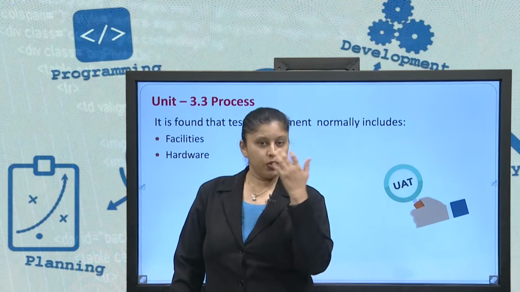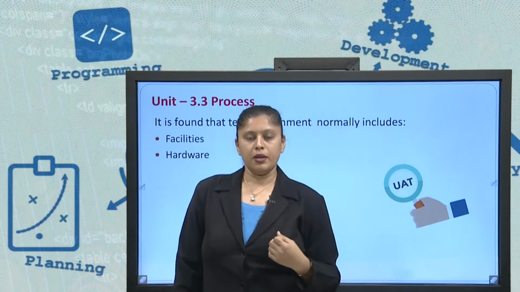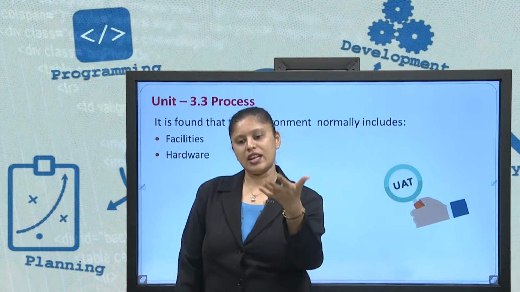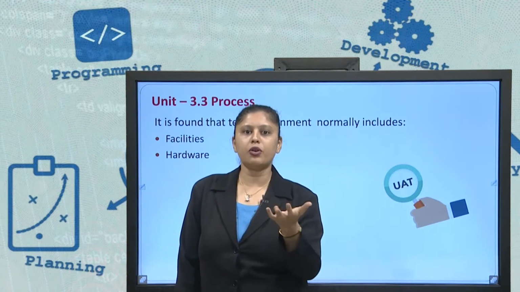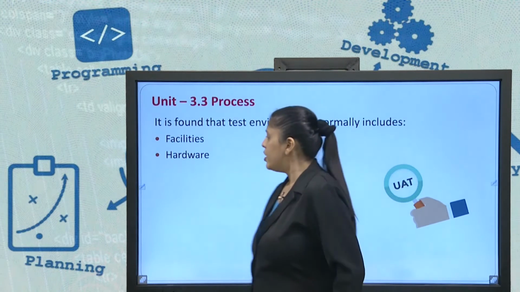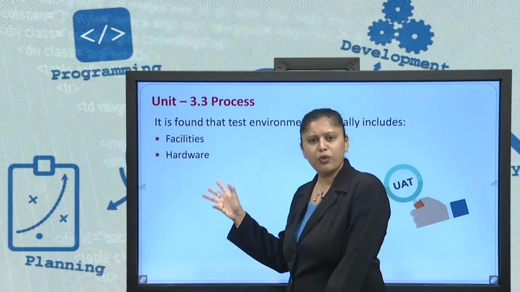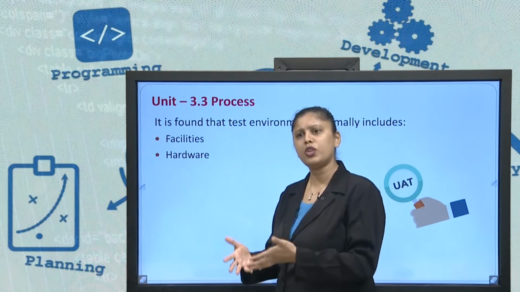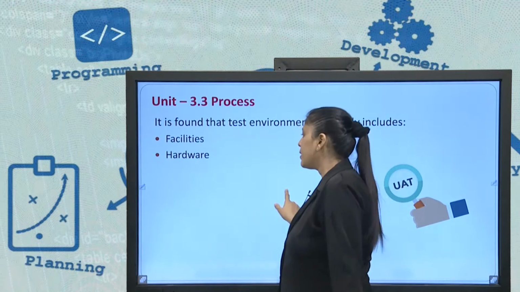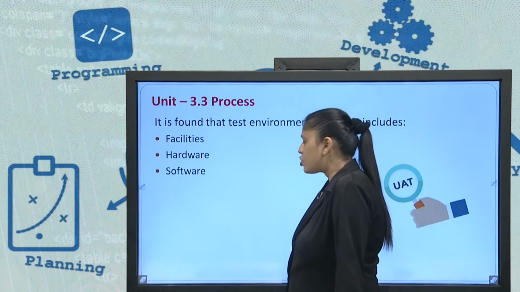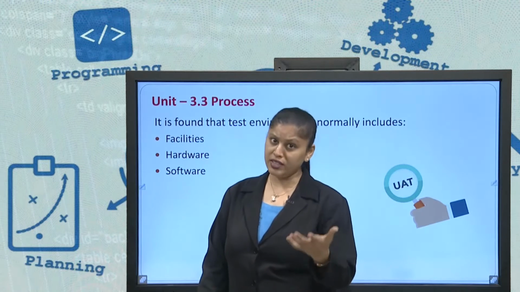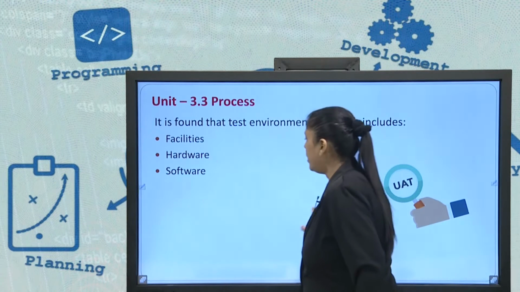For example, if you want to use WhatsApp, you cannot use it without a smartphone. That smartphone is the hardware that you are going to use for WhatsApp. Similarly for any testing, for any product, you need to have hardware facilitated with all the tools. Then it says software. Software is nothing but all those management tools, the particular product that you have developed, of course.